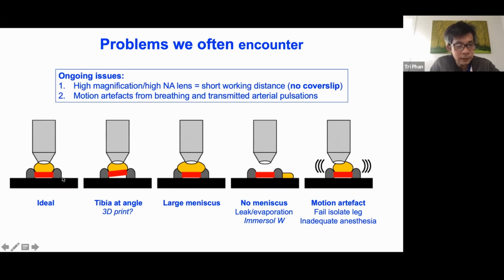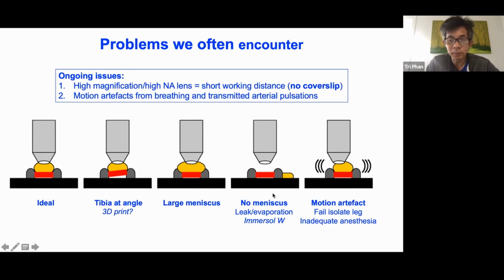So this is the tibia in overview, and this is meant to represent the tibia, and this is a meniscus. So ideally, you want a nice, small, stable meniscus. Sometimes we have problems where the tibia is at an angle, so you can only image a very small part, and it's not a flat field of view. Other times we have a very large meniscus, so we're losing a lot of the light.